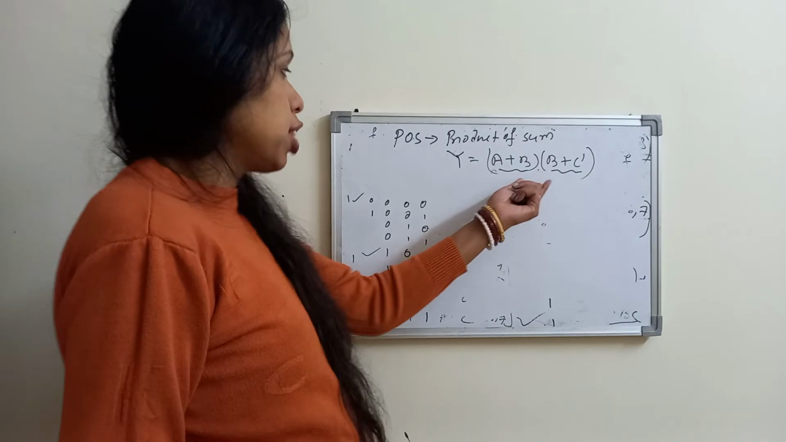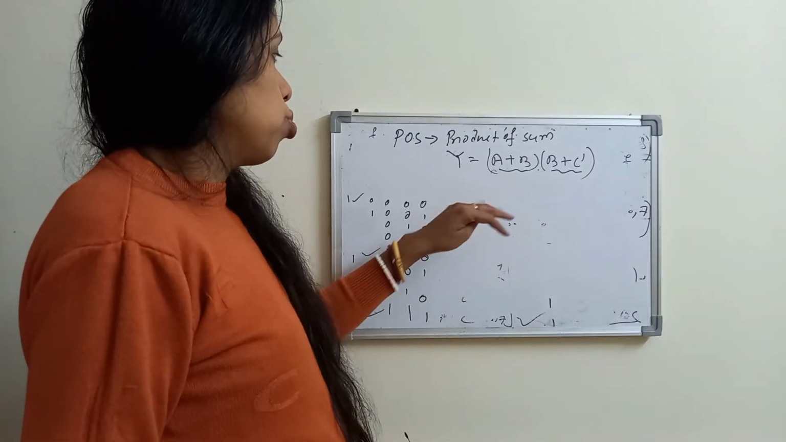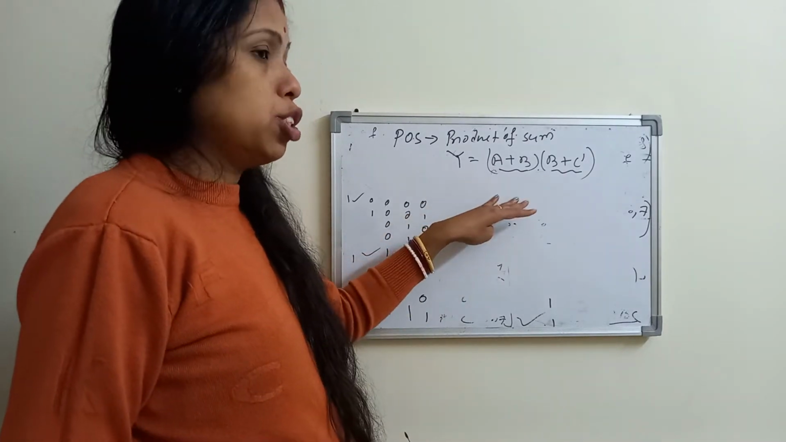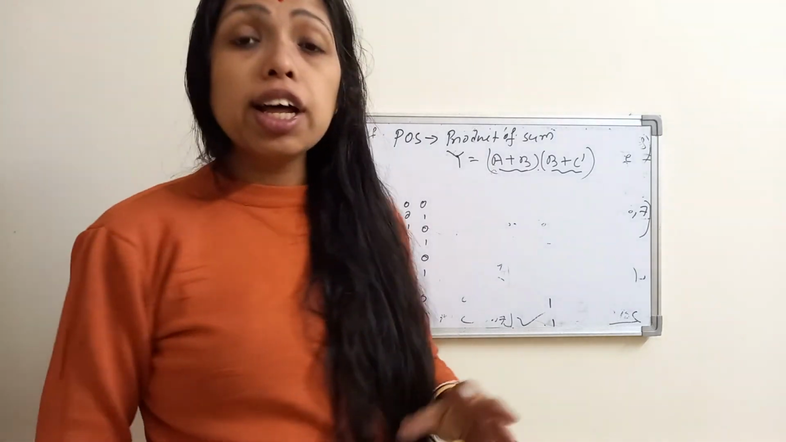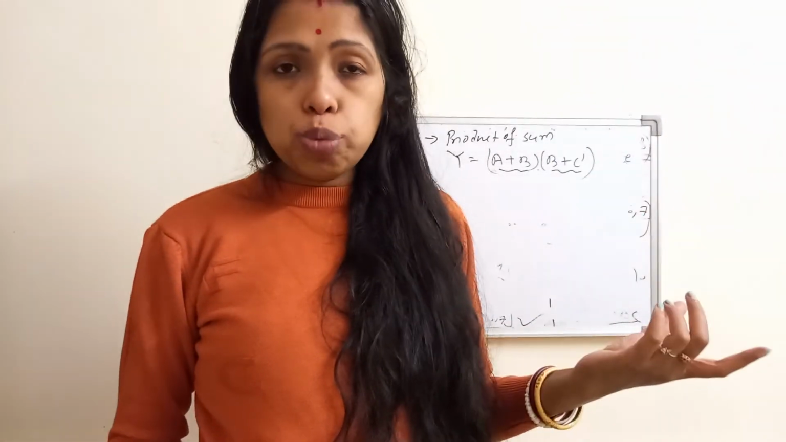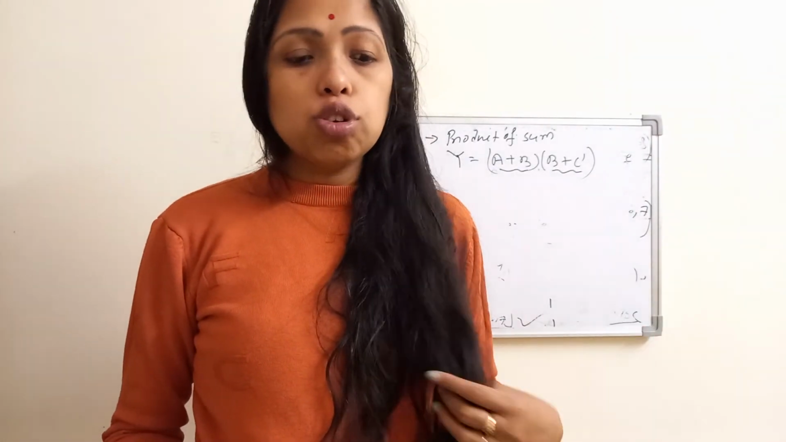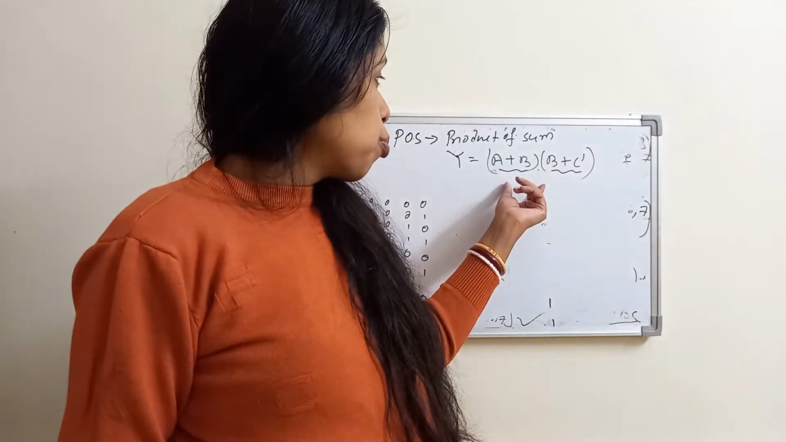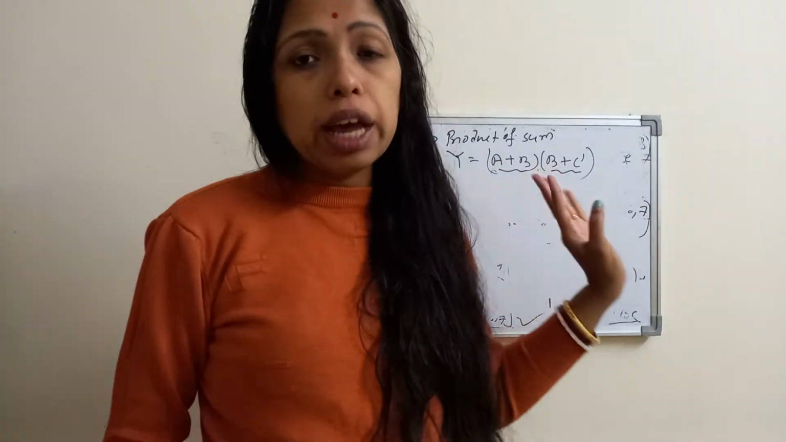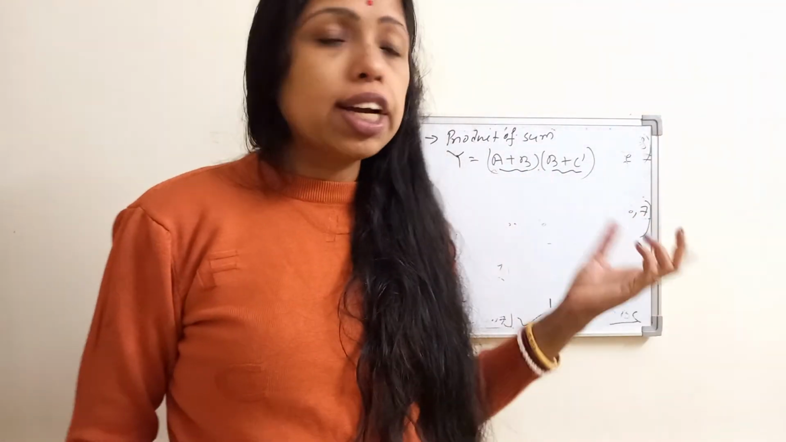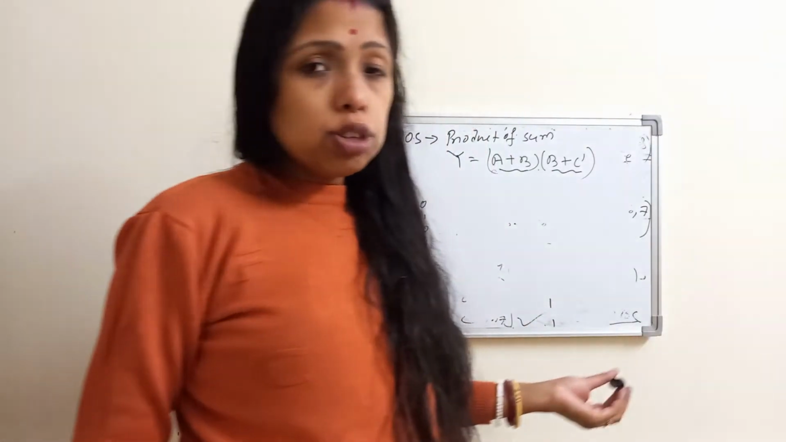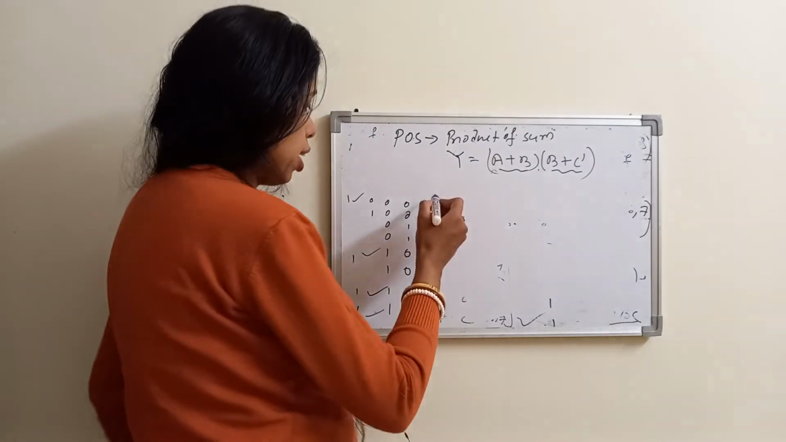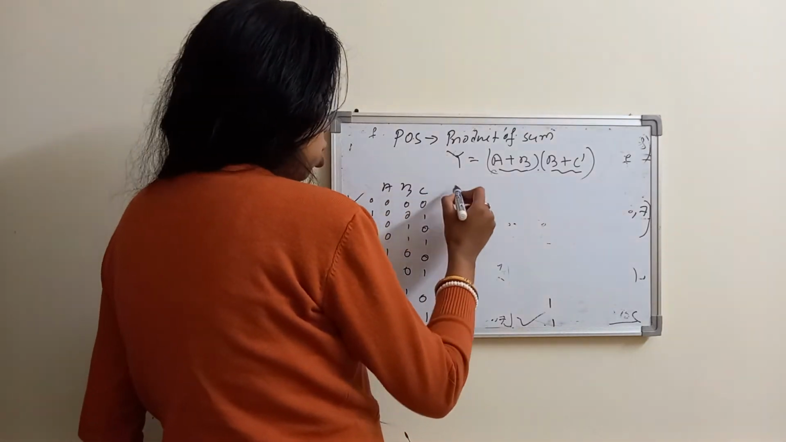If we have this expression and want to write the truth table for it, you have to consider the maxterms. If we have the SOP expression and want to write the truth table, you should consider the minterms. But if you have a product of sum, for example from a circuit you are getting such an expression, you have to consider the maxterms. So what will be the truth table for maxterms, that I am writing here first.